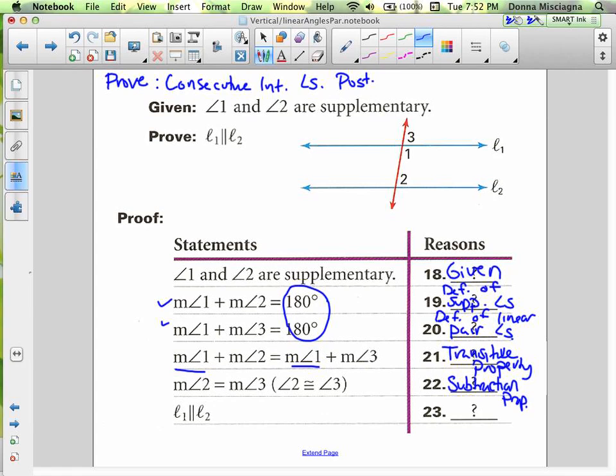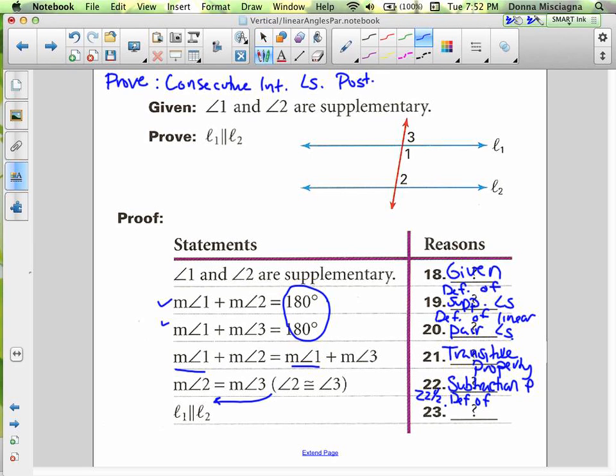Technically they have two steps squeezed in here, so let's make the next step 22 and a half. They went from the measure of angle 2 equals the measure of angle 3 to angle 2 is congruent to angle 3. They really should have given that its own step down here. However, the reason we can go from the measure being equal to them being congruent is the definition of congruence.